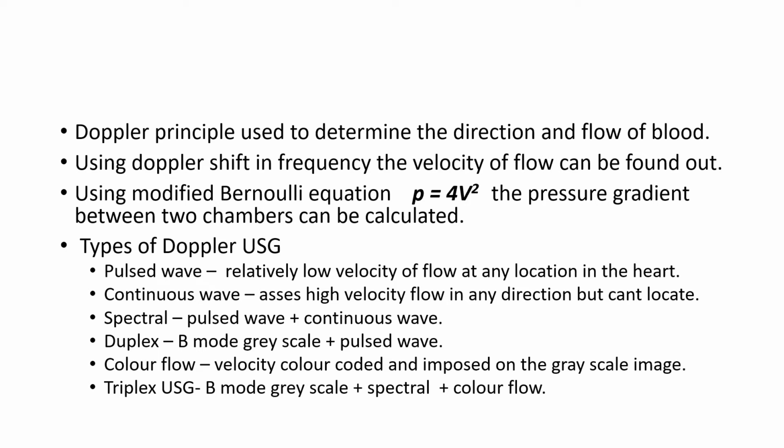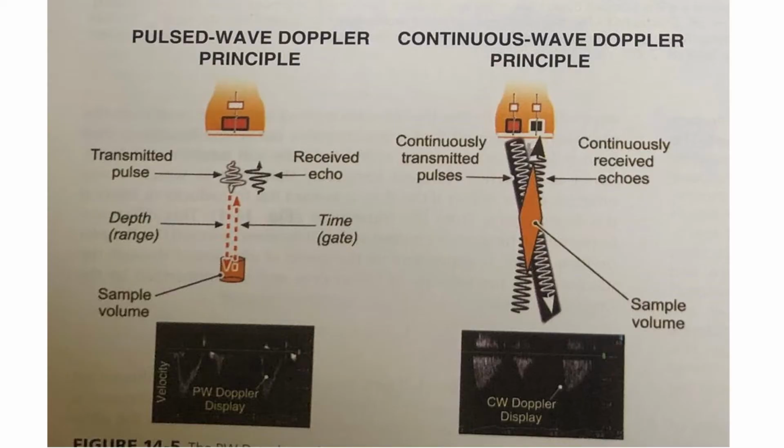A color flow Doppler is when the velocity is color coded and superimposed on the grayscale image, with red being towards the transducer and blue being away from the transducer. A triplex USG is one where the B mode grayscale is present, on which a spectral Doppler is also superimposed along with a color flow. In a pulsed wave Doppler, a single pulse is transmitted and then received and depicted as below. Whereas in a continuous wave Doppler, a continuous transmission of pulses will be there and it is continuously received and depicted as below.